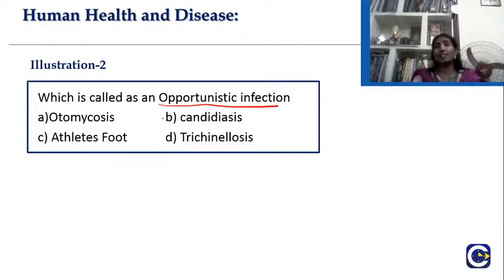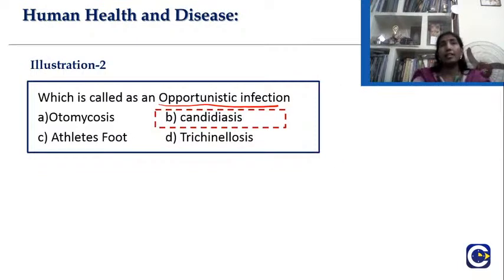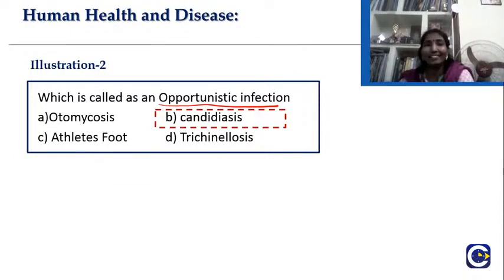Yes, excellent students, very good. The answer is candidiasis. What do you mean by candidiasis? Which I told, it's called oral thrush, quite common, particularly in immunocompromised people, particularly HIV, where they are more prone to develop all infections. And one among them is candidiasis. Excellent students. We'll go to the next question.